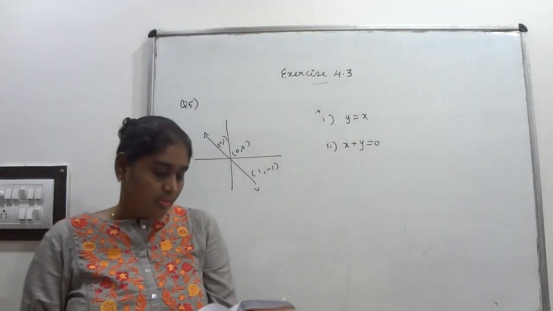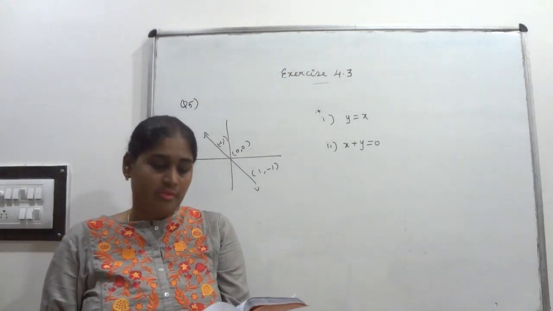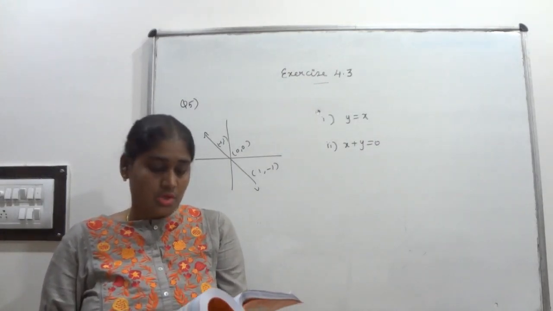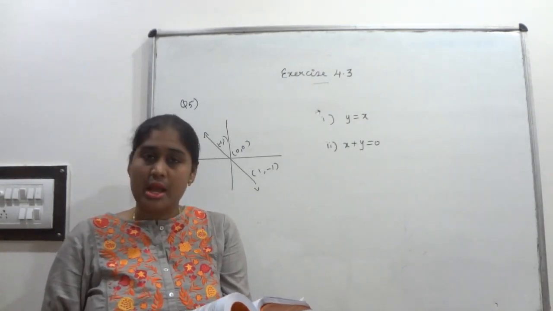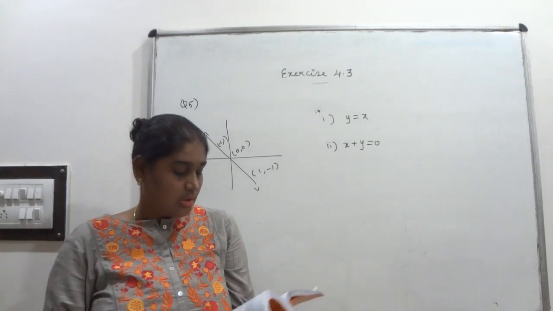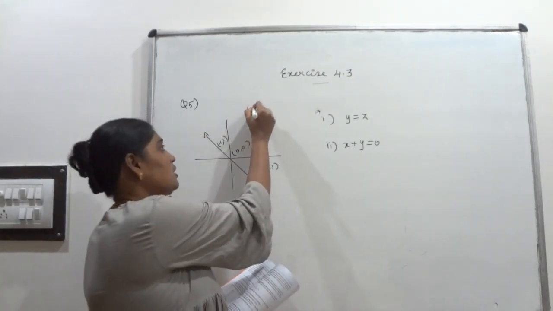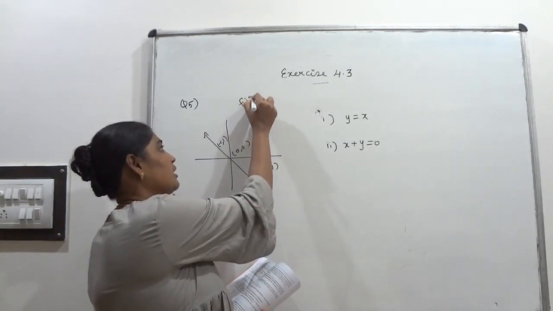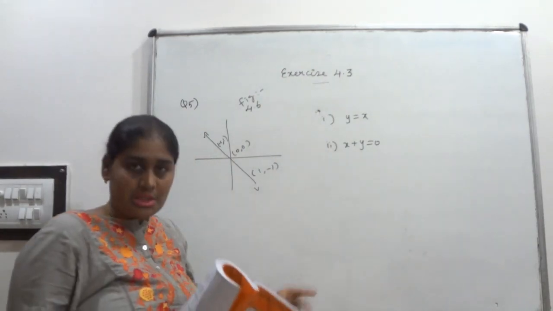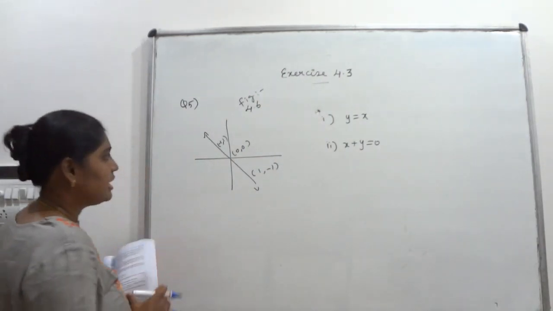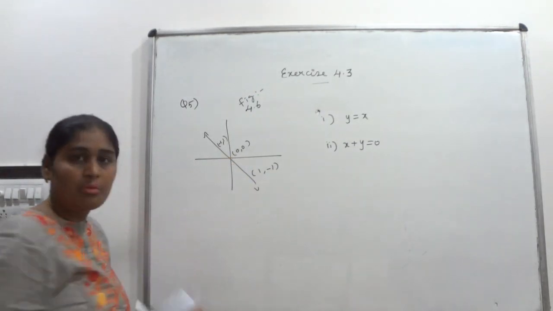Question number 5. From the choices given below, choose the equation whose graphs are given in figure 4.6 and figure 4.7. This is the figure 4.6. By using this figure, how am I going to find out which equation is suitable for this? Okay, let us see. With the help of these points only, I am going to find out.